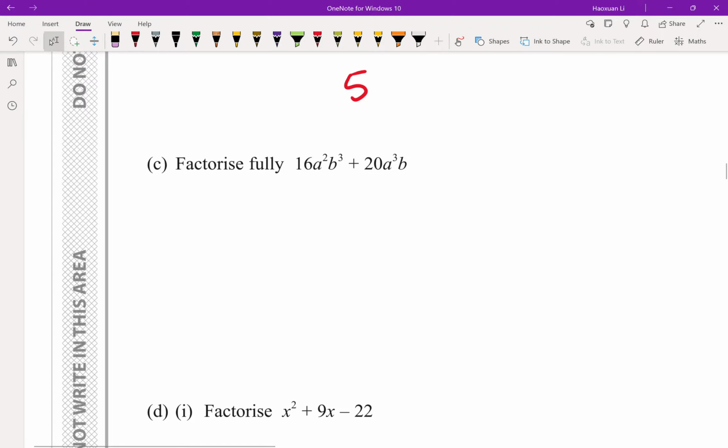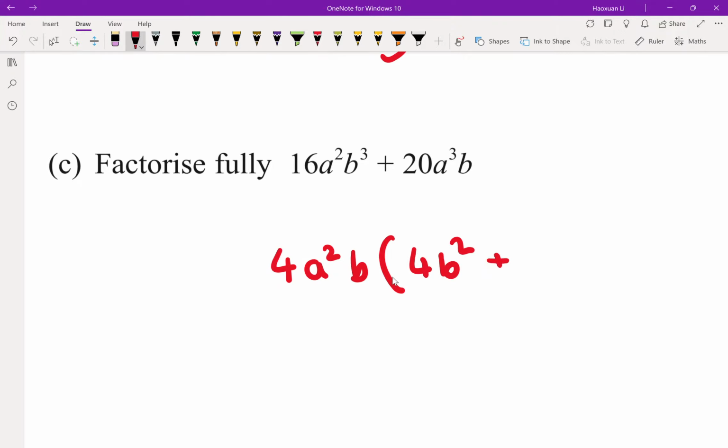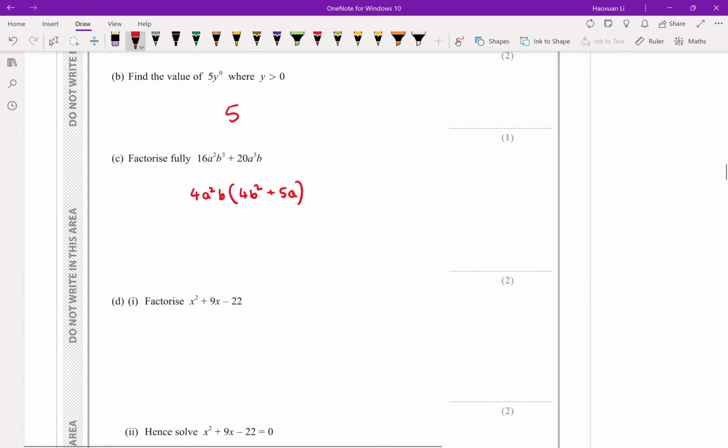Factorize fully 16a squared b cubed plus 20a cubed b. So this will have to be 4a squared b times (4b squared plus 5a), if you factorize that out properly.